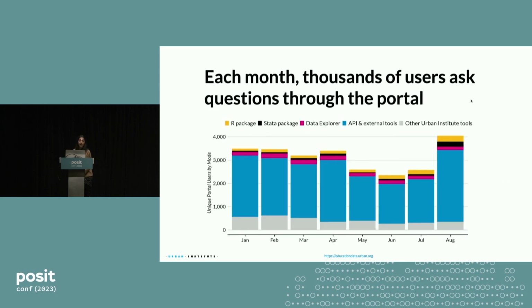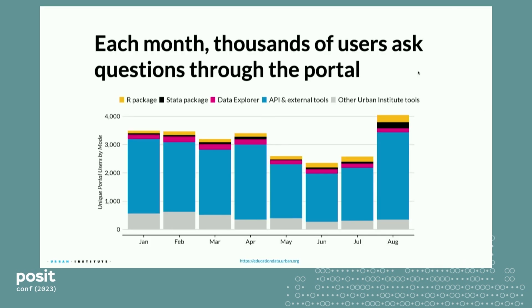So these are just three of thousands of questions that users are answering with the portal. I know this graph is probably pretty tiny, but last month you can see 4,000 unique users, where here I'm using IP addresses as a proxy for users because we don't collect that data. What I think is interesting about this is, one, as much as I would love to believe that everyone is using the R package and everyone's using the Data Explorer, ultimately that's just a very small number of the folks who are using the portal every month.